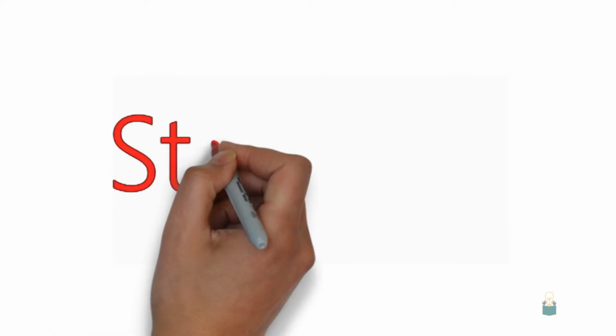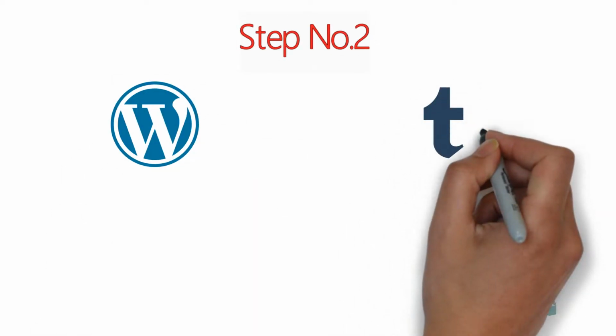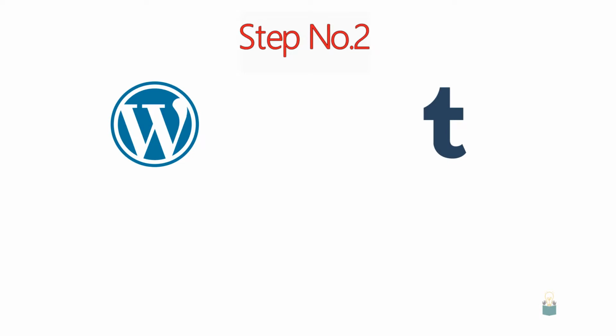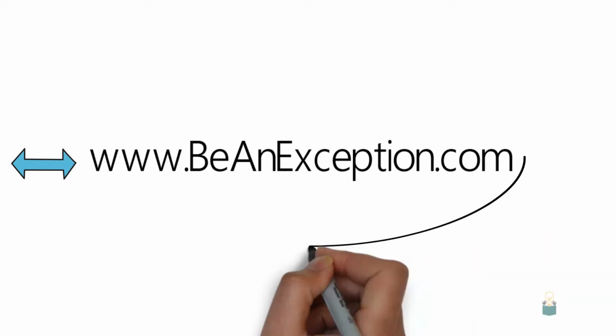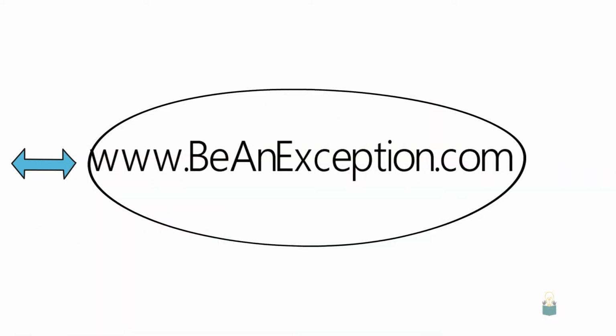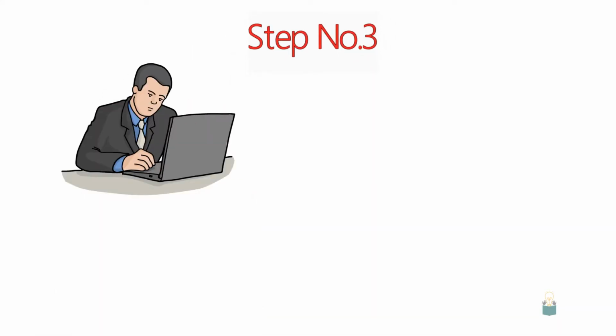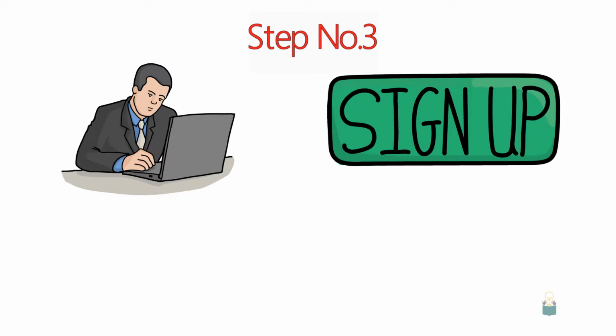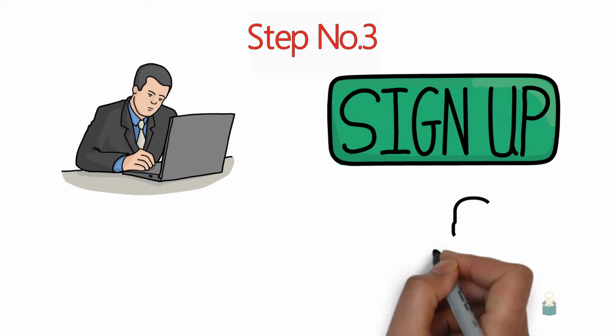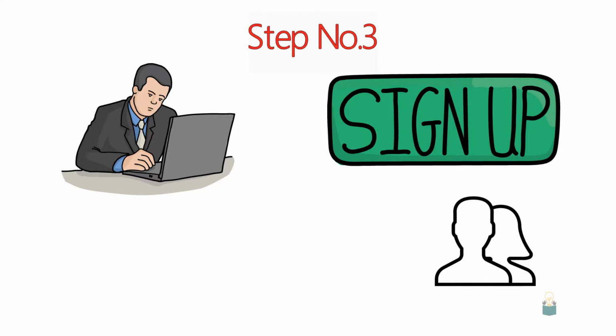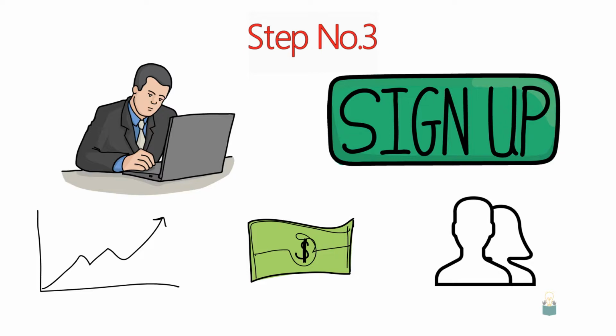Step number 2. Start WordPress or Tumblr account. This is the blog site that is going to host your website. I have launched my own blog on WordPress, which you can visit by going to my website, which is www.beanexception.com. Step number 3. Hire a professional web designer because he is going to help you place the most important buttons correctly and he will make the interface easier and user-friendly. That's the only point where you need to spend real money so you can increase your sales. But if you don't have budget for that, it's totally fine. WordPress offers a lot of themes from which you can choose the one you like.